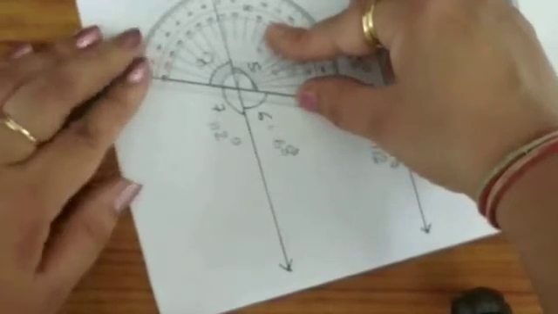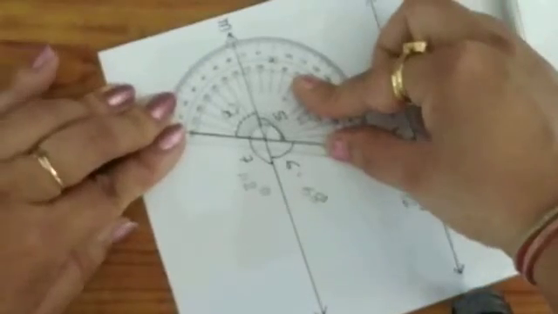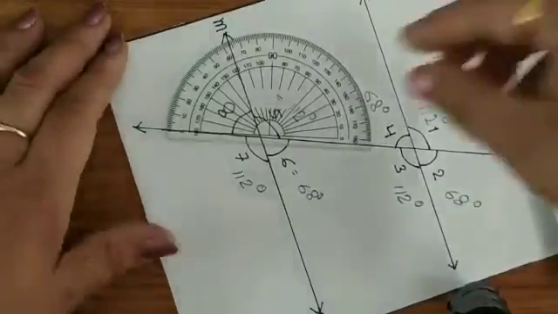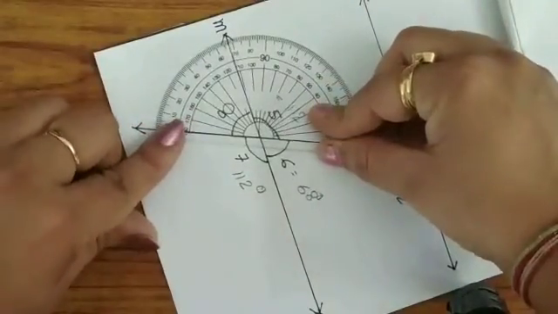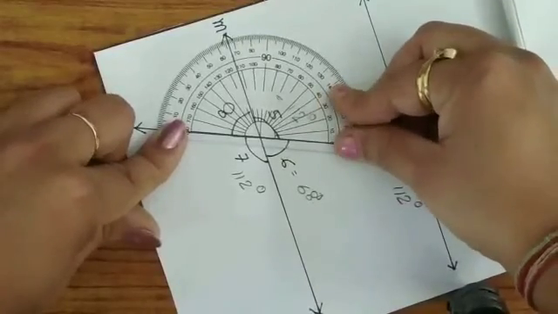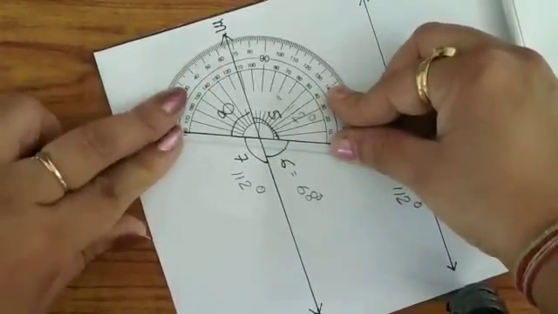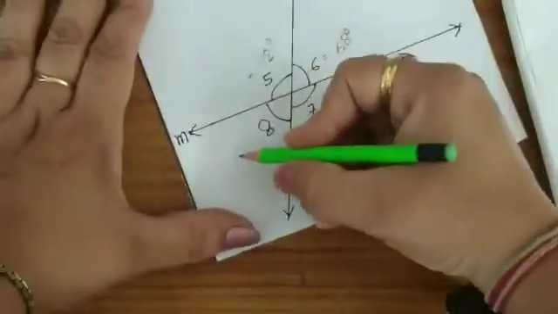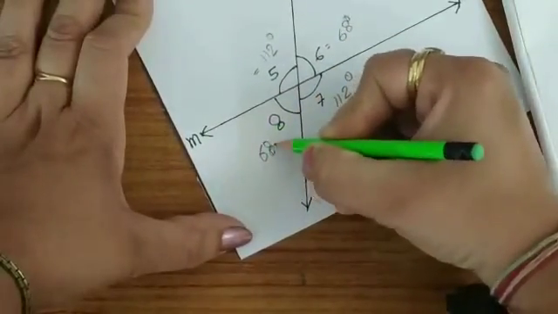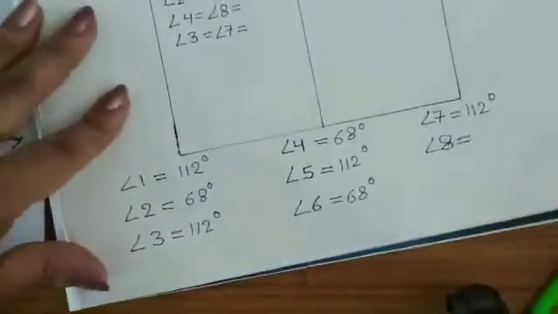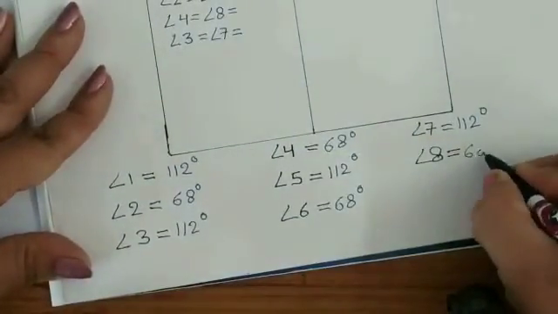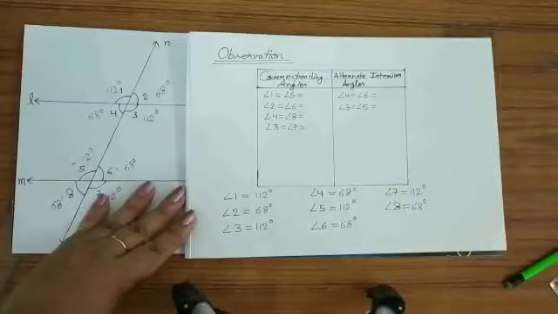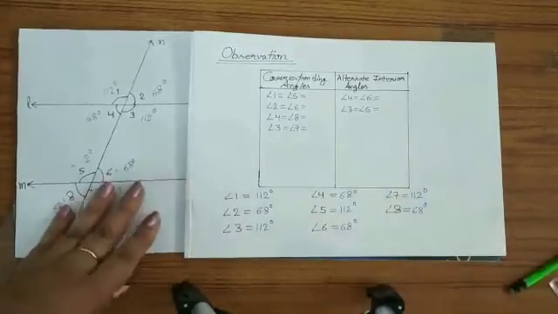So students, you can see angle 8 is coming. Angle 8, now when you see carefully, you will see that this measurement is coming 68 degrees. So we can say that angle 8 is 68 degrees. Clear, students? So here also I am writing angle 8 is 68 degrees. Now students, you can see that I have found all the angles.